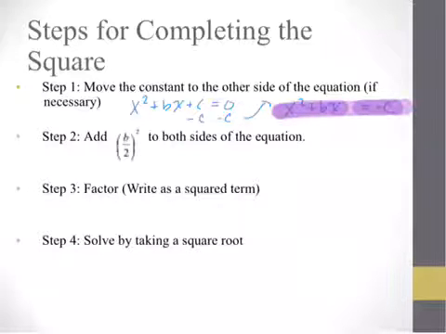bx. Step 2. Take your b term, divide it by 2, and square it. Take that value and add it to both sides of the equation. Step 3. Factor. Now the left-hand side should be a perfect square of a trinomial, so you want to write it as a squared term. Step 4. Solve by first taking the square root of both sides. Remember, on the right-hand side you will have a positive and a negative value. And when you solve for x, you should have two different values for x.